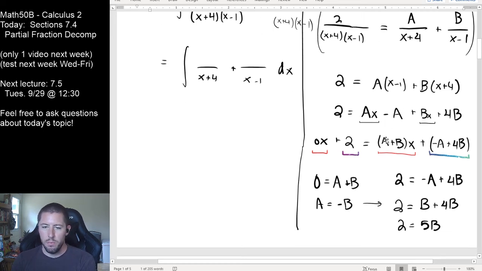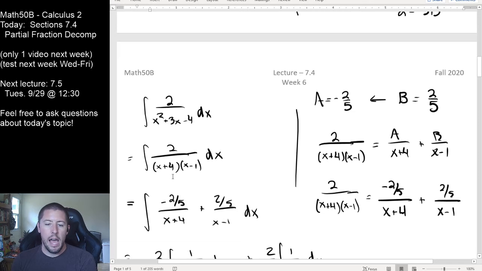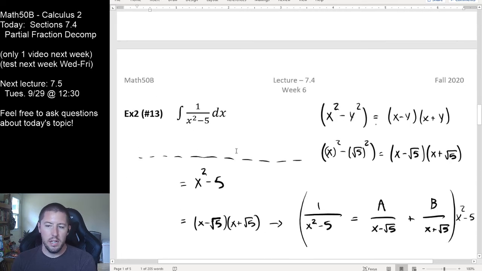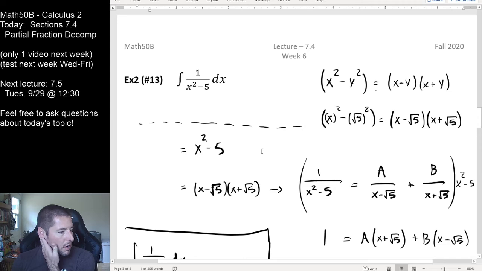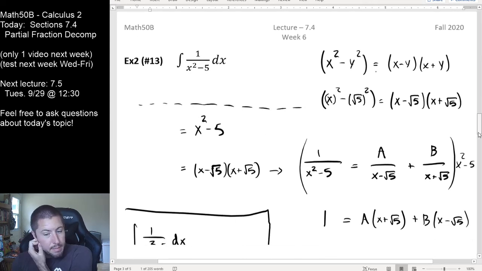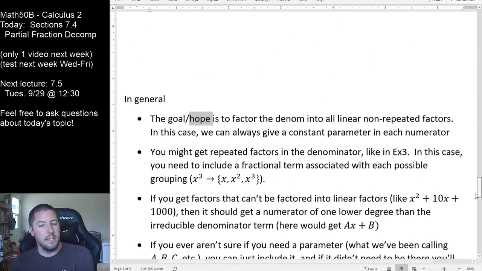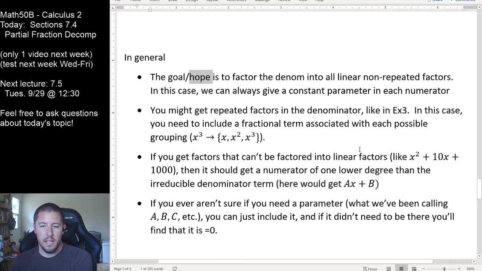There were no squareds or cubes down here. x plus root 5 is a linear function. x minus root 5 is a linear function. Neither of them were repeated. So unique linear factors is by far our best case scenario as far as simplicity for ourselves. In this case, we just give a constant parameter, just the a, just the b, up in each of those numerators, and we're good.